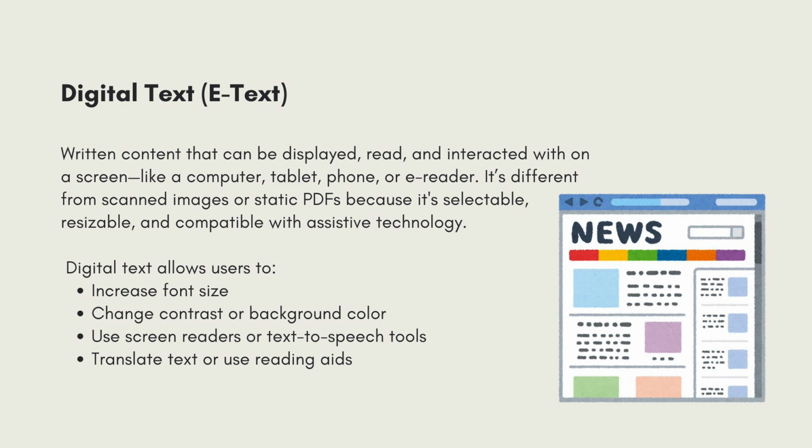Now, digital text, otherwise known as e-text, is written content that can be displayed, read, and interacted with on a screen, like a computer, tablet, phone, or e-reader. It's different from scanned images or static PDFs because it's selectable, resizable, and compatible with assistive technology. Digital text allows users to increase font size, change contrast or background color, use screen readers or text-to-speech tools on the platform itself, and to translate text or use reading aids.